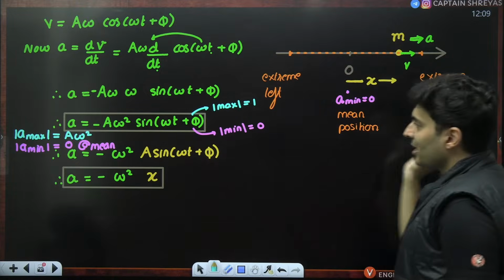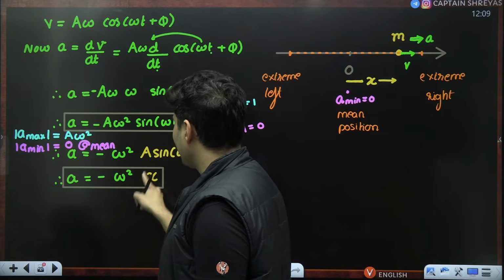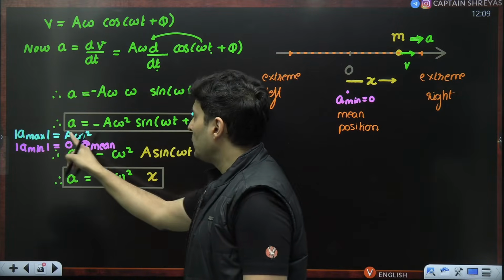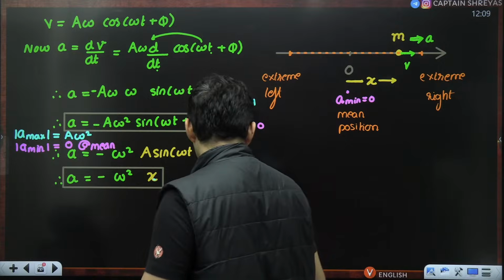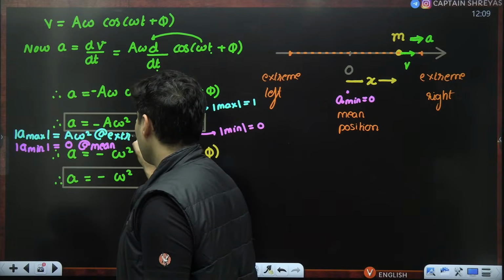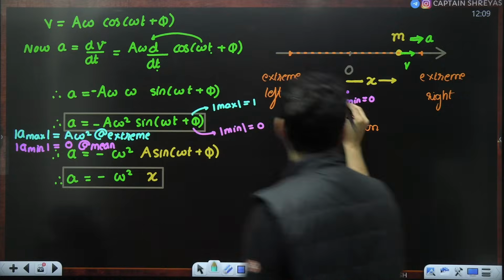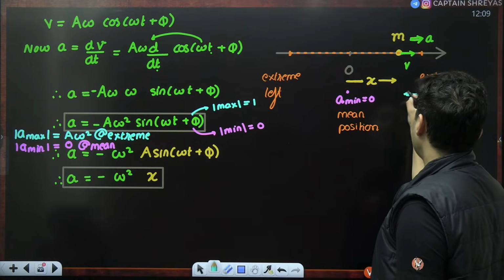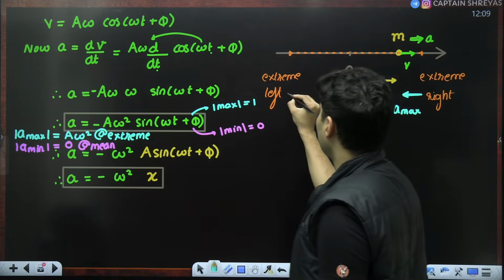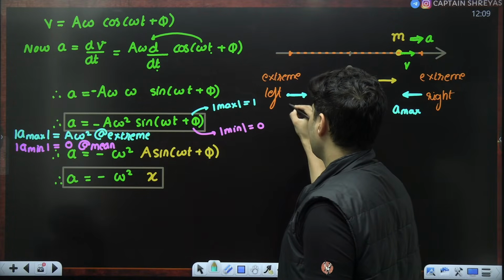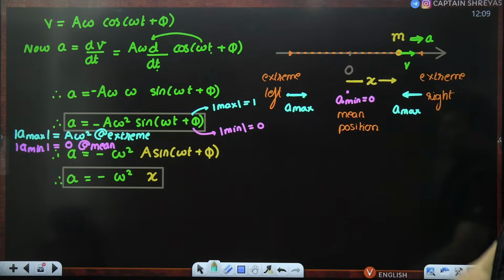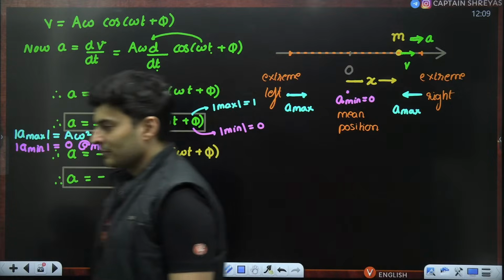And at the extreme position, because x will be maximum, a will also be maximum. x is equal to A, so acceleration is A omega square. So this will be at the extreme positions. Here you will see the acceleration is maximum. Even here, the acceleration is going to be maximum. Notice how the direction of the acceleration is also shown.